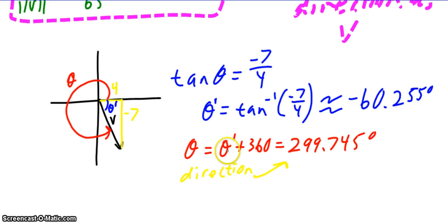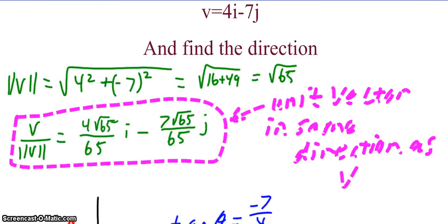So theta is theta prime plus 360, because I don't really want to use a negative angle for a direction. I mean, come on. So that's 299.745 degrees. So that's the direction. We'll deal more with direction a little bit later, but for right now I just kind of wanted to point it out to you. So that is the direction, but what's more important is that this vector here is a unit vector in the same direction as vector v.